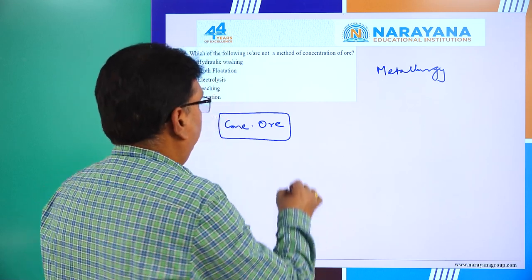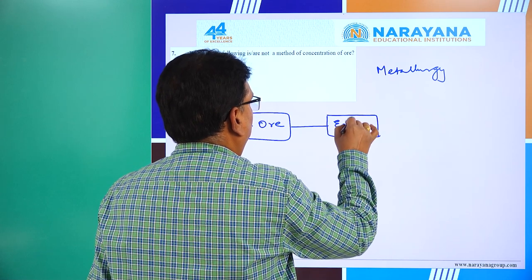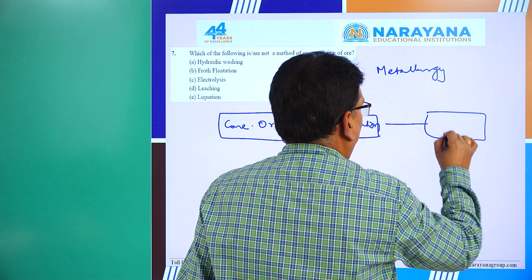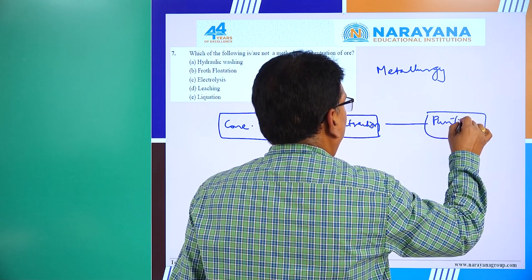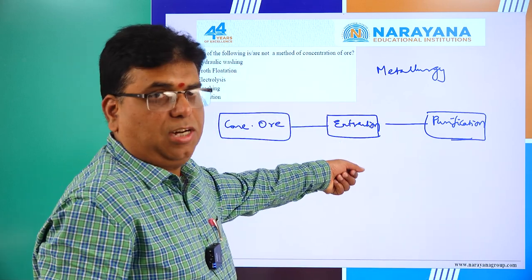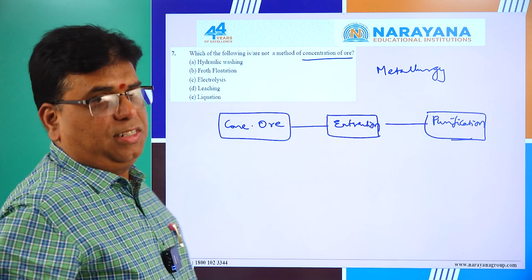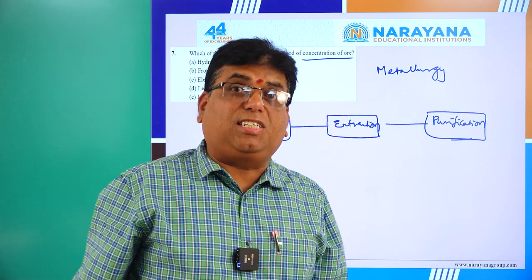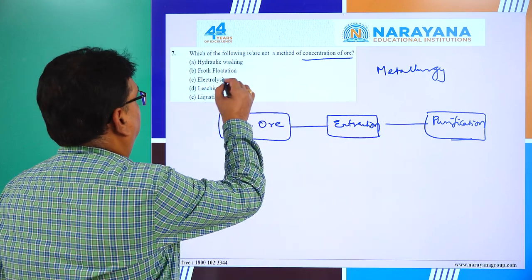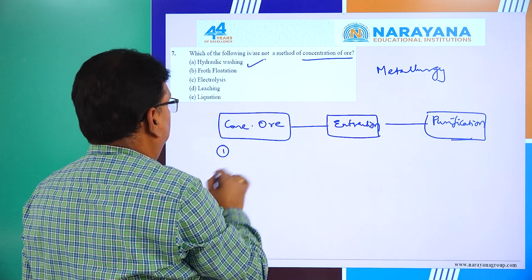Concentration of ore followed by extraction, followed by purification of metal. In the extraction again we have different steps, but the question asked is about concentration of ore. Depending on the nature of the ore and the nature of the impurities, we have different methods. Froth flotation, hydraulic washing. Hydraulic washing is concentration of ore.